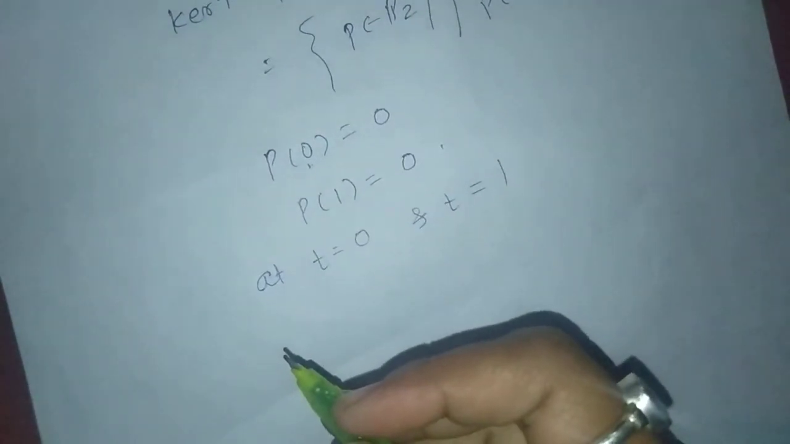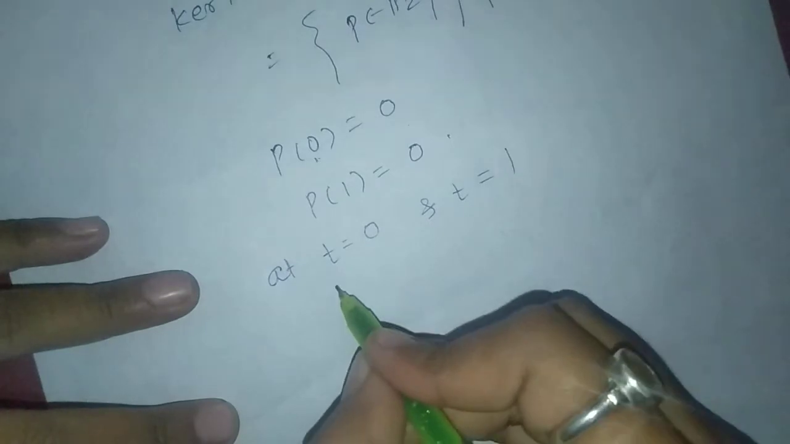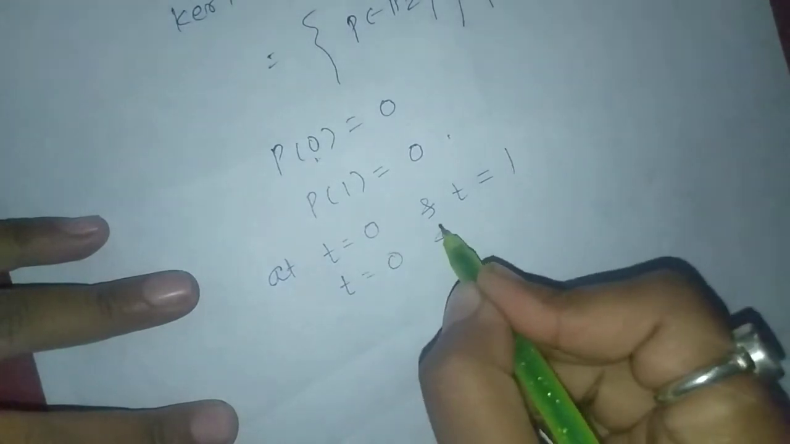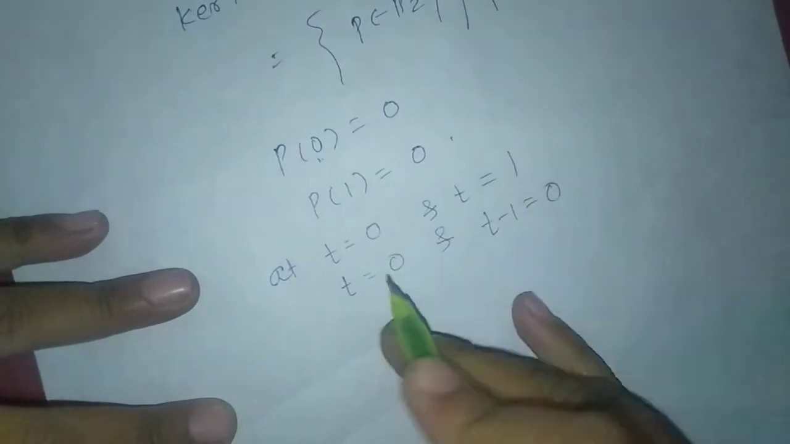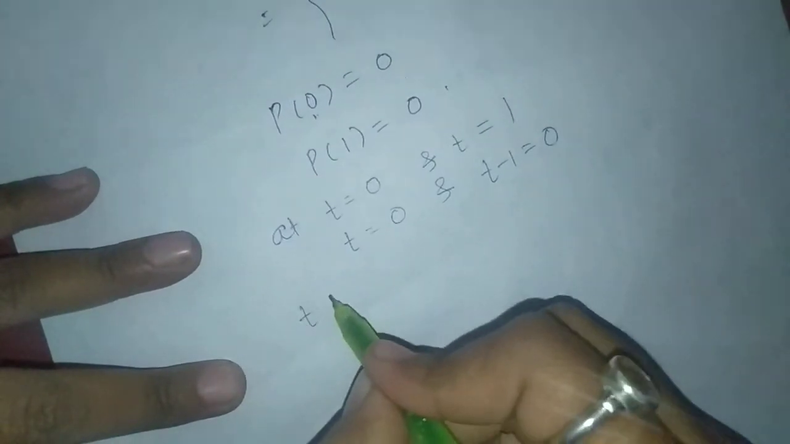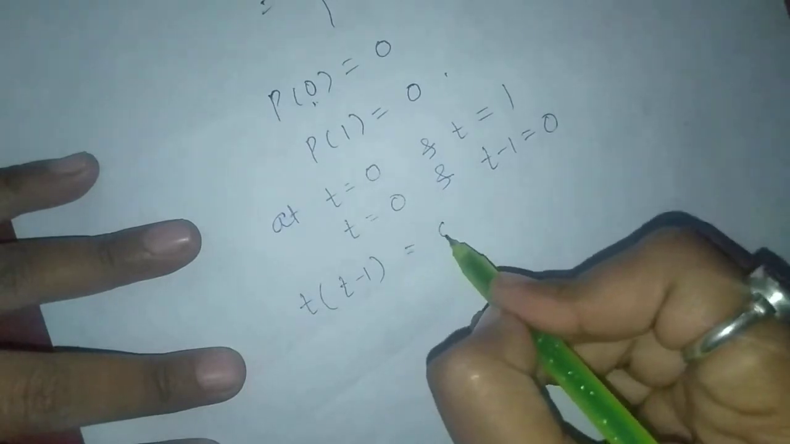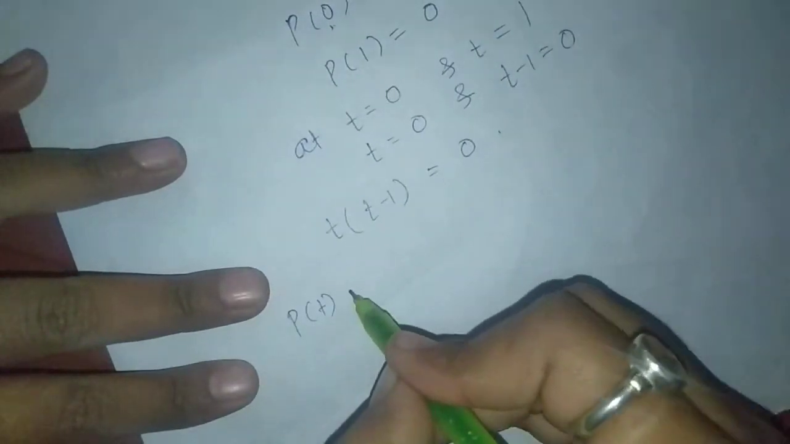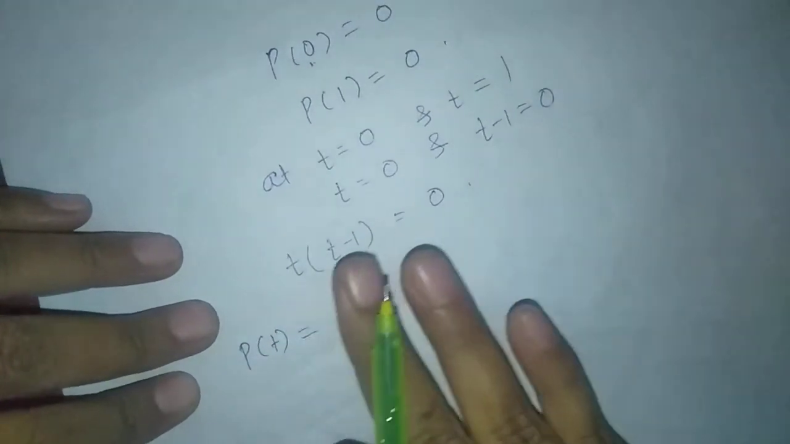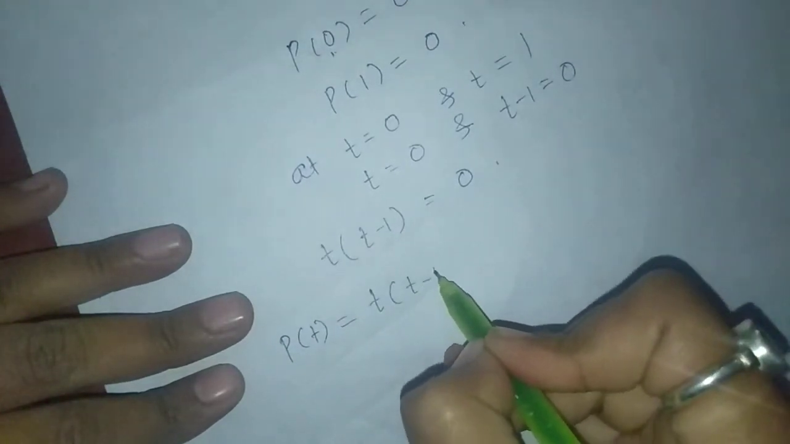So the polynomial is in the form of T equal to 0 and T minus 1 equal to 0. When we multiply these two polynomials, we get T into T minus 1 equal to 0. So P of T, here we take T into T minus 1.